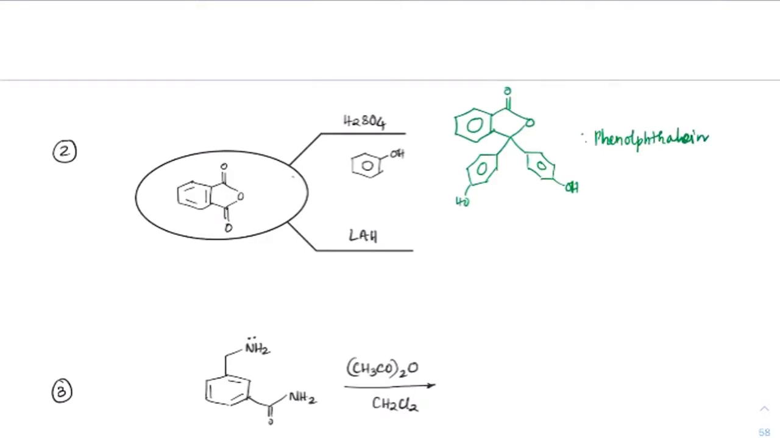Next, with lithium aluminum hydride, all carboxylic acids will undergo reduction. We will get this as CH2OH. Here also we'll get this as CH2OH. This will be the product with lithium aluminum hydride. Okay.